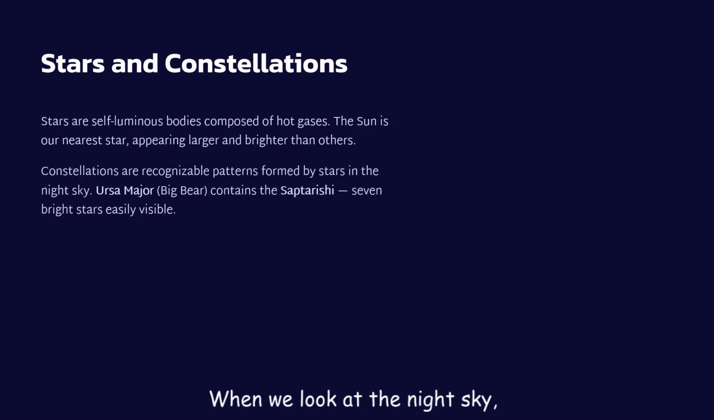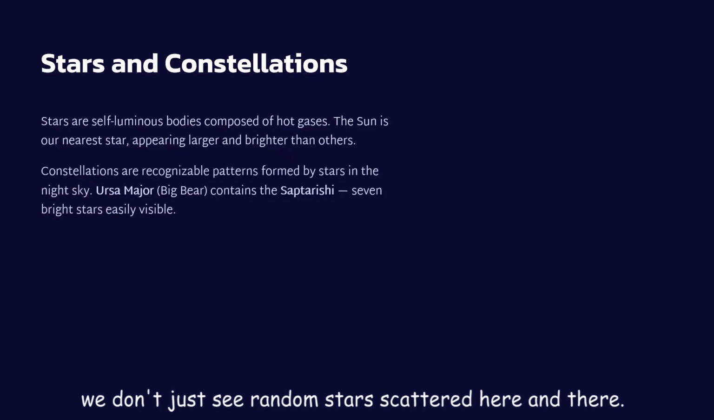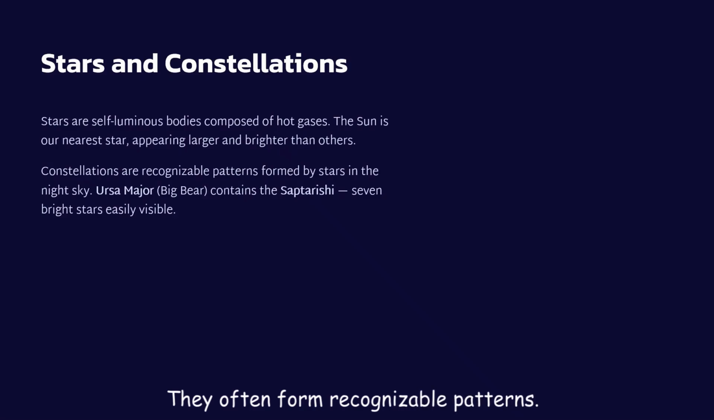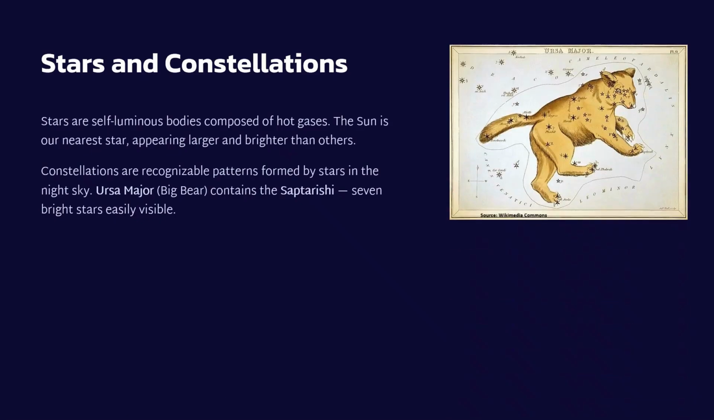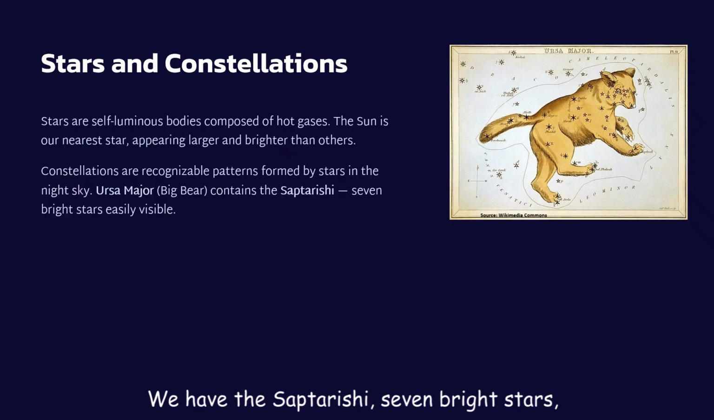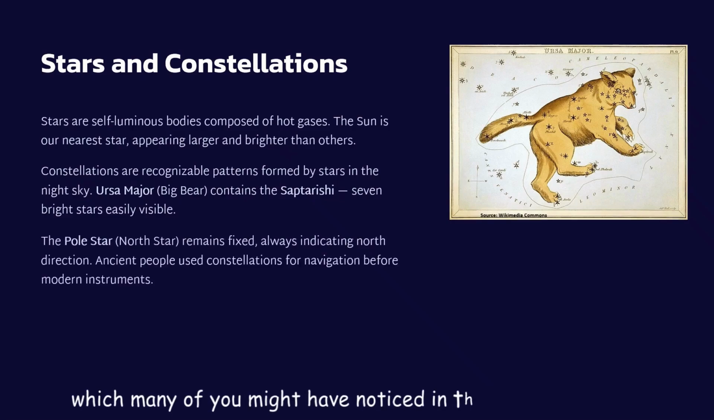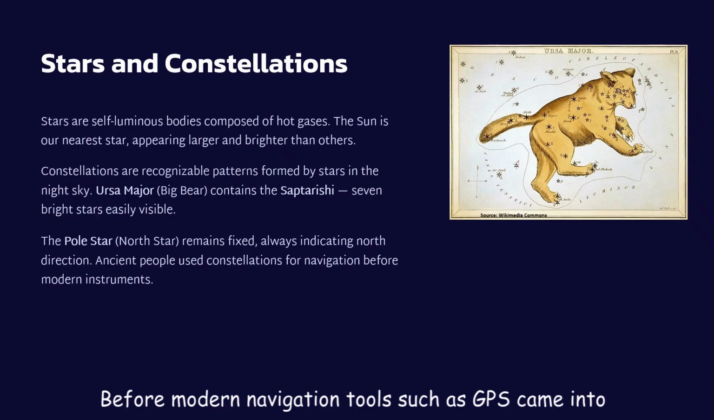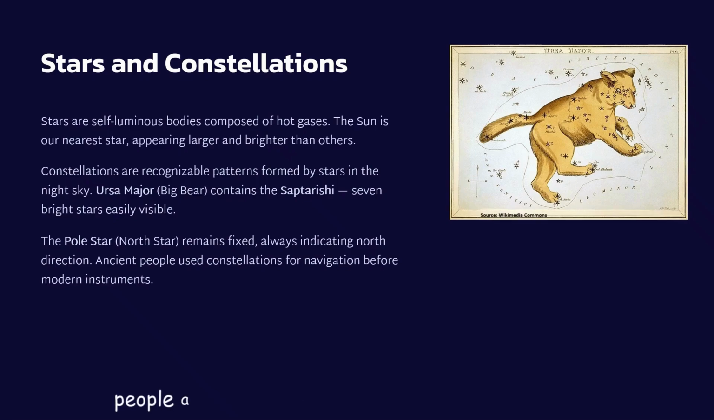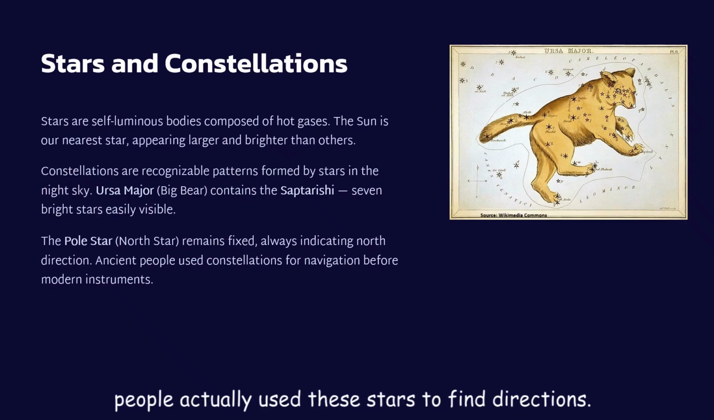When we look at the night sky, we don't just see random stars scattered here and there. They often form recognizable patterns. They are called constellations. One of the most famous constellations is Ursa Major, also known as the Big Bear. Inside it, we have the Saptarishi, 7 bright stars, which many of you might have noticed in the clear night sky. Before modern navigation tools such as GPS came into existence, people actually used these stars to find directions.